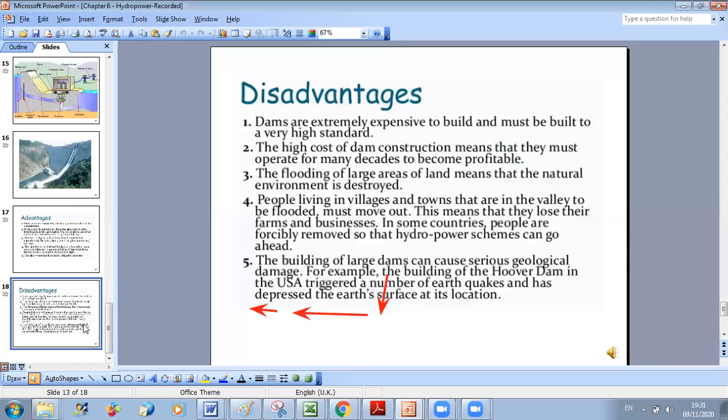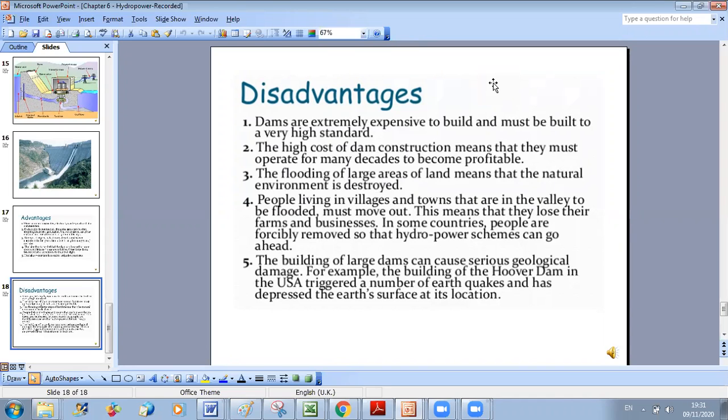Now, concerning the disadvantages of dams, first, dams are extremely expensive to build and must be built to a very high standard. So first, because they are very huge and we need to apply a lot of safety factors, the cost is very high. Okay, and because they can cause catastrophic results if we have a rupture, this is why we need to build them using very high standards, which will increase their cost.